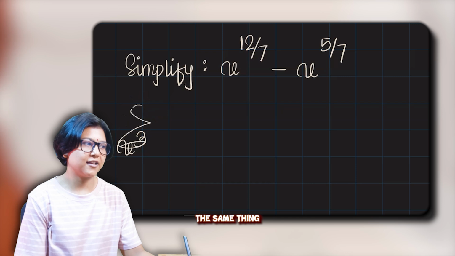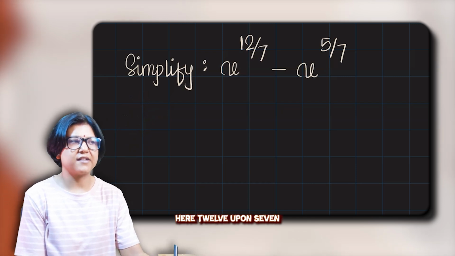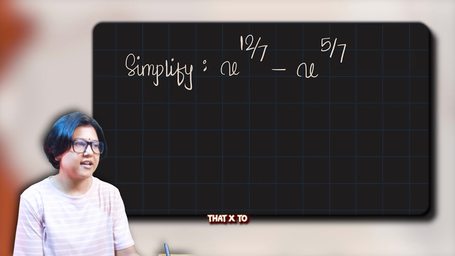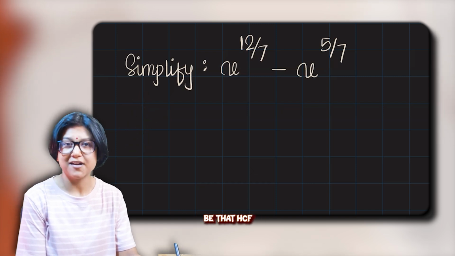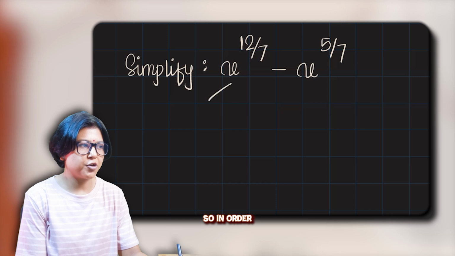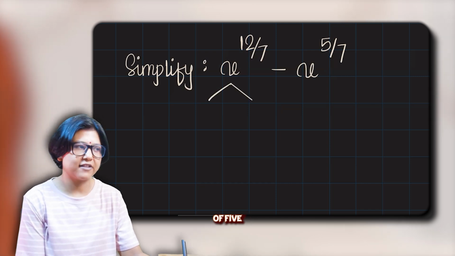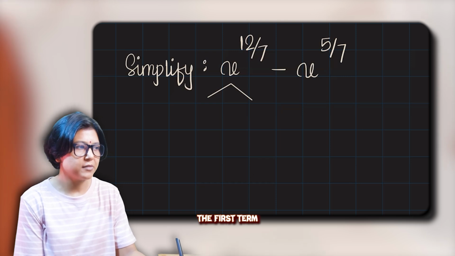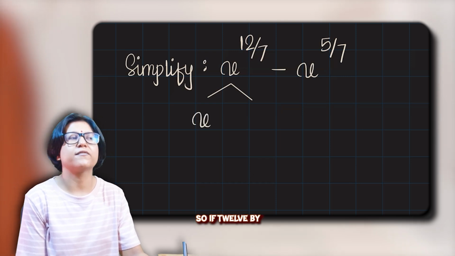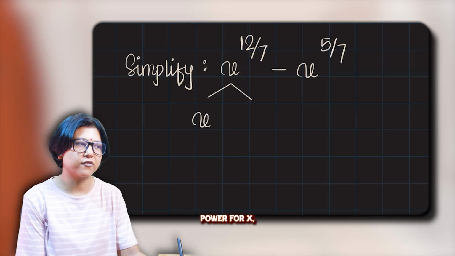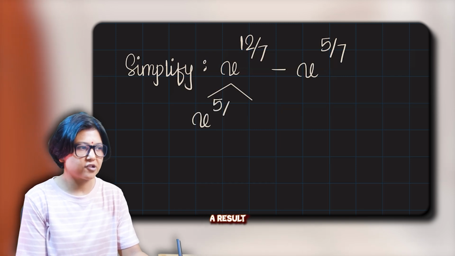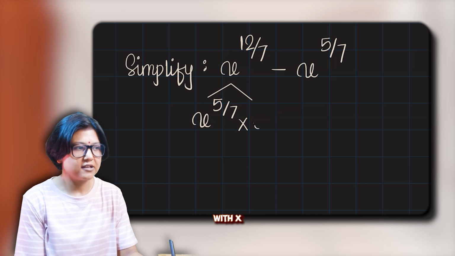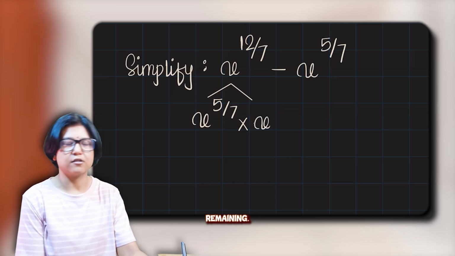The same thing you can follow here. 12 upon 7 and 5 upon 7. 5 upon 7 is lesser. So I can say that x to the power 5 upon 7 will be their HCF. In order to bring x to the power of 5 by 7 outside, all you want to do is split the first term into two terms. If 12 by 7 is the overall power for x, it could be a result of multiplying x to the power 5 by 7 with x to the remaining power.